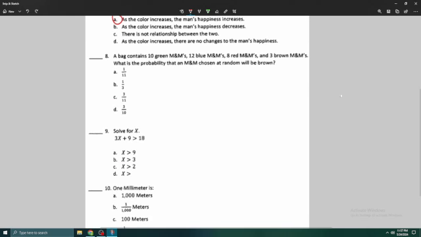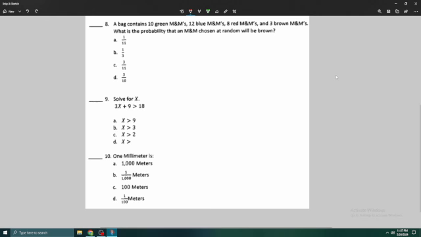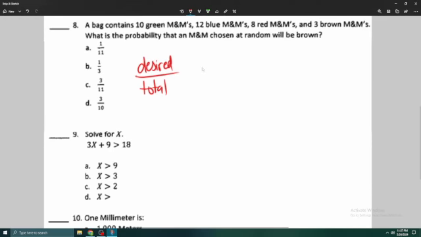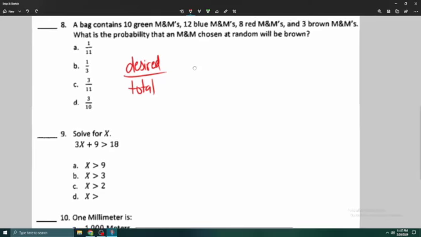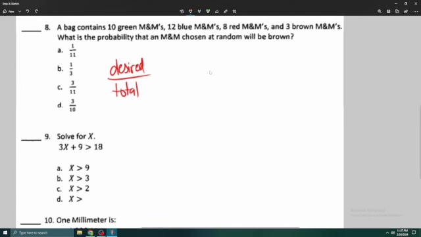A bag contains 10 green M&Ms, 12 blue M&Ms, 8 red, and 3 brown. What is the probability that an M&M chosen at random will be brown? So this is going to be desired over total. Let me zoom in a little bit more. Desired over total. Okay. So our desired in this case is brown. Right, it's asking how many will be brown, right?